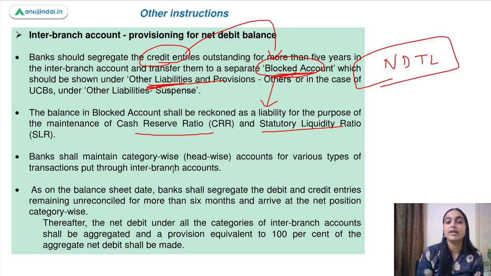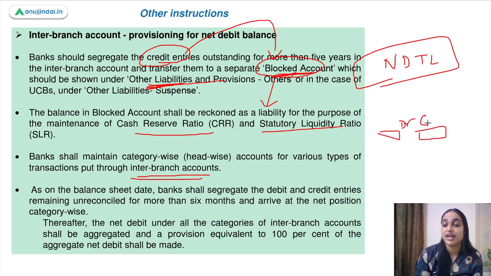The banks need to maintain category wise accounts for various types of transactions put through inter branch accounts. So आपको अलग अलग accounts related जो भी debit entry है, credit entry है, जो आपस में दो branches के बीच हो रही है, वो सब properly maintain करनी है.